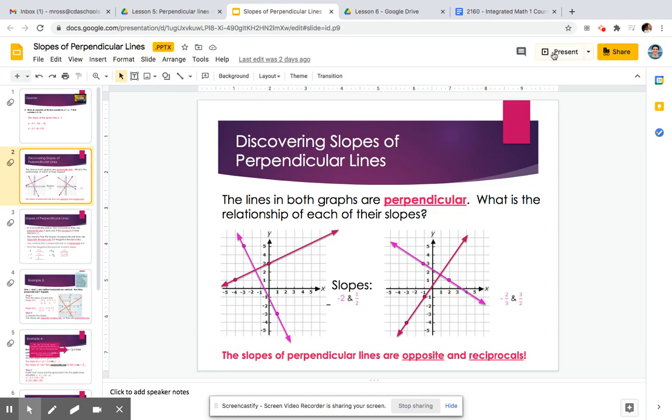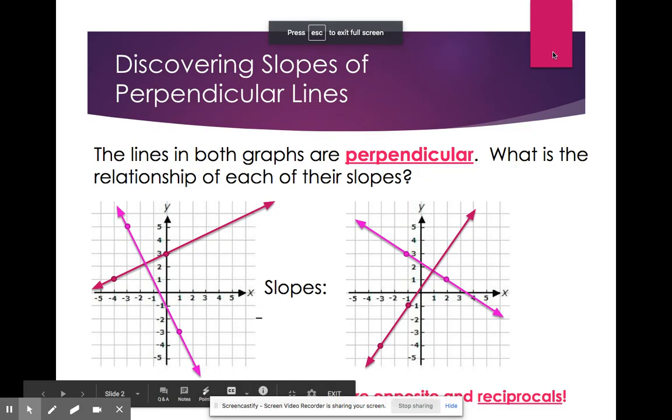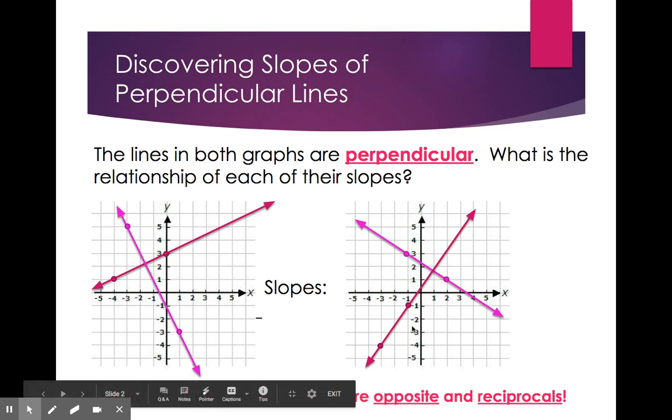What's up, you guys? So today you're going to be learning about perpendicular lines. Last Friday we learned about parallel lines, and so let's look at some examples and figure out what perpendicular lines are. So let's look at this darker red line first, and let's find out the slope.